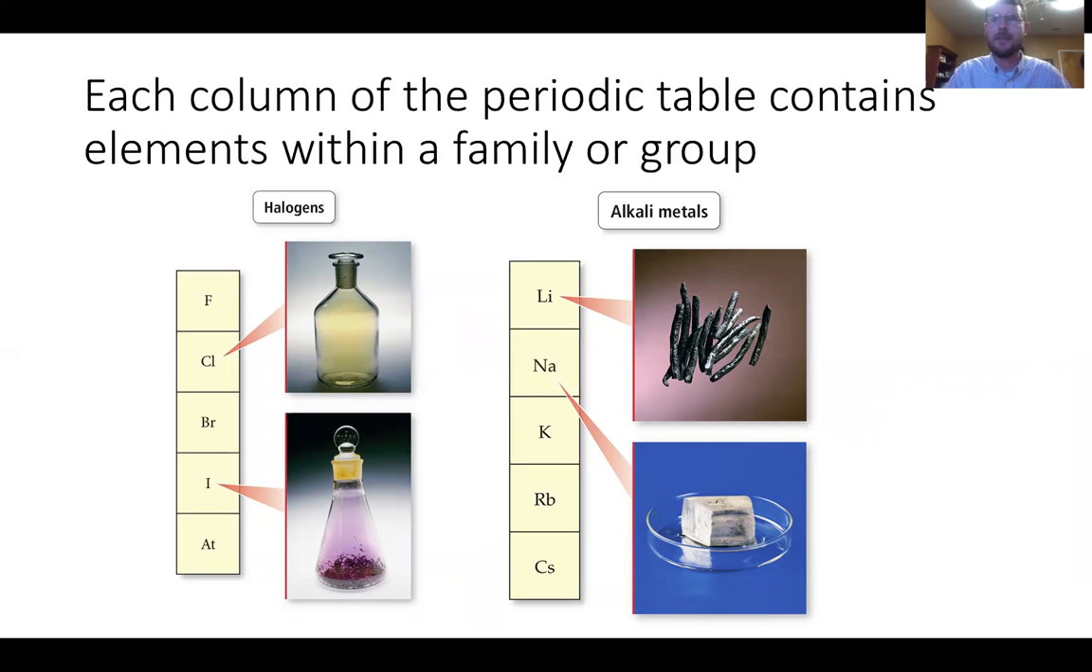Then you have alkali metals, column number 1, group number 1. These are very highly reactive metals, lithium, sodium, potassium. If you've ever seen, and I would recommend maybe going to YouTube and looking at these alkali metals and their reaction with water, it is quite impressive. I would recommend doing that.